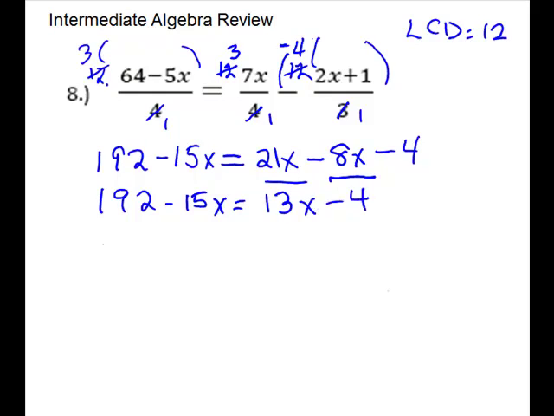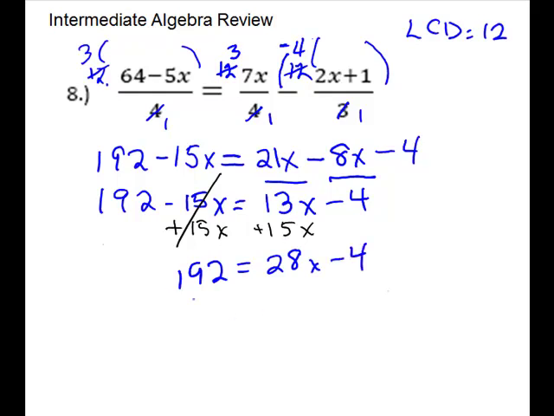Now you have a variable on both sides. You need to get rid of one of those. So you can either choose to get rid of the 15x or the 13x. If we choose to get rid of the 15x, we would add it. And then we will clean up. So it leaves us 192 on the left equals 28x minus 4.